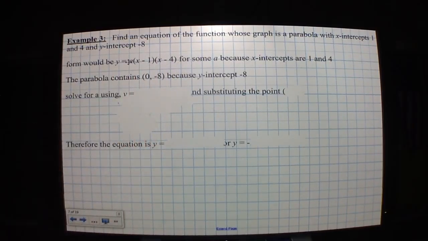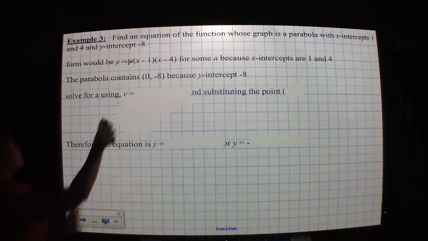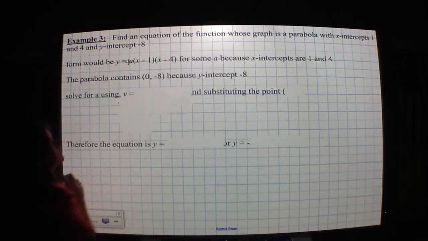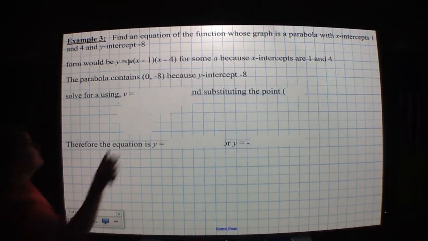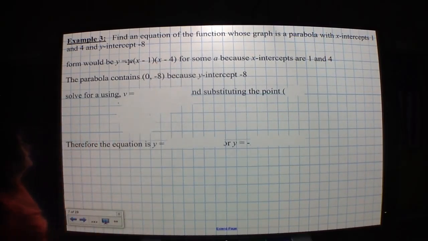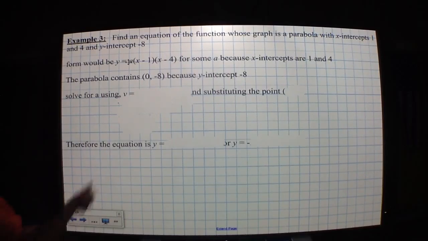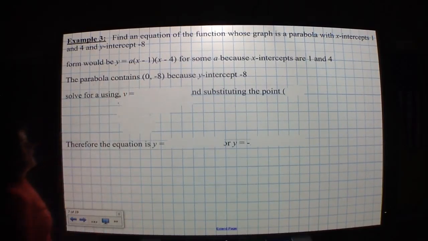We know that 1 is an x-intercept, so x minus 1 is a factor. We know 4 is an x-intercept, so x minus 4 is a factor. And we don't know how wide the parabola is, so I just put an a in front. So there's the general equation, but I have all these unknowns.